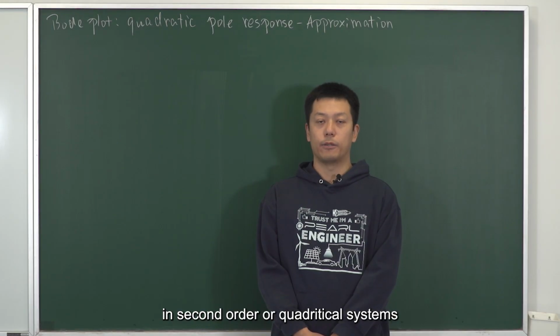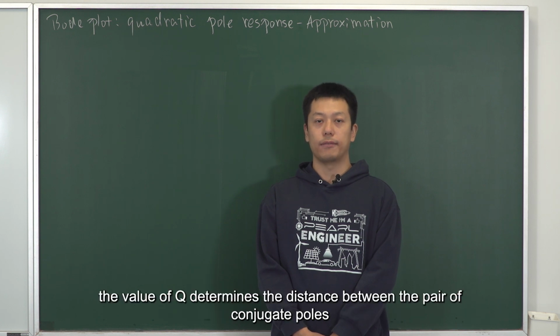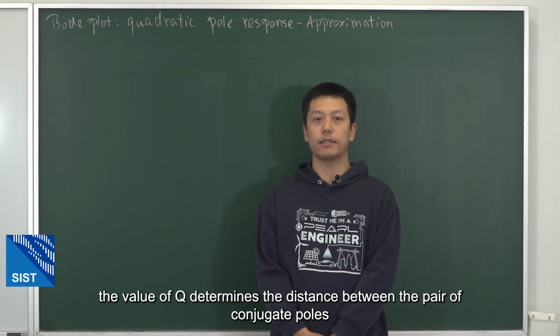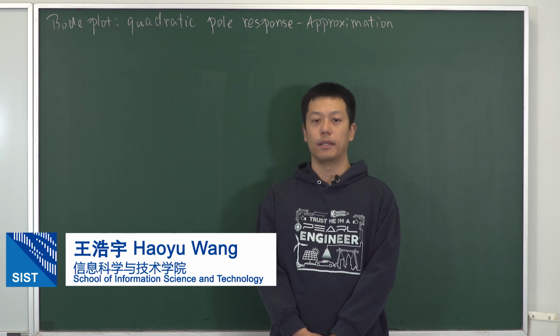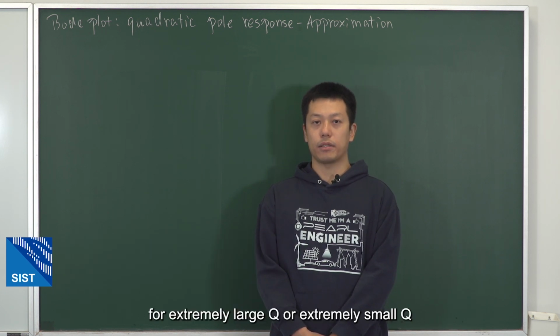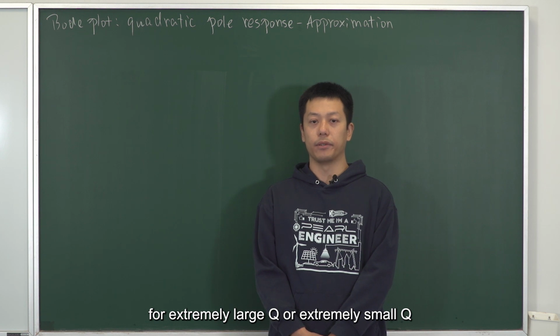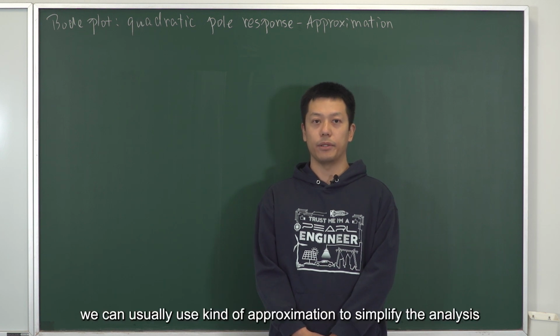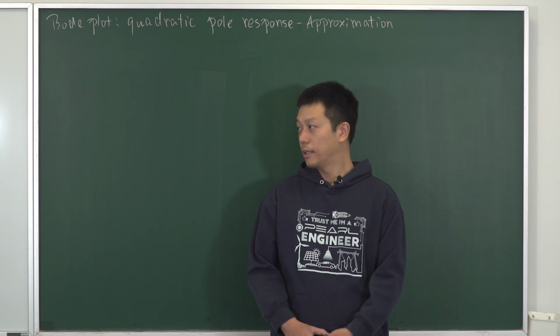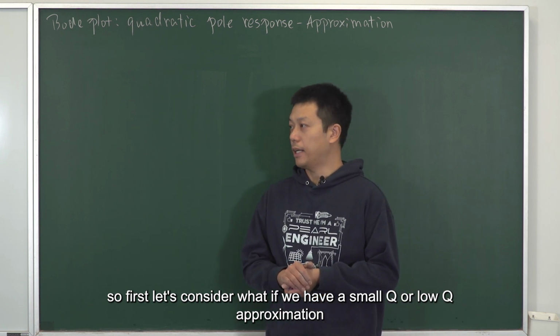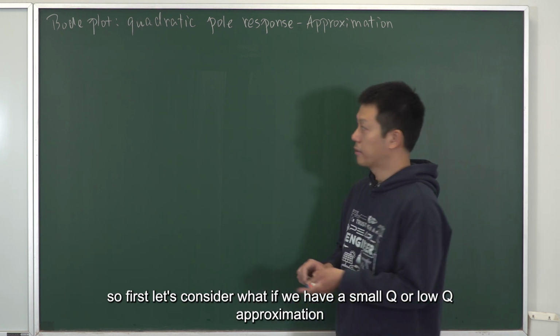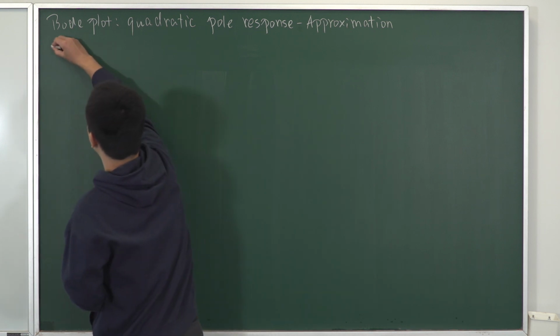In second order or quadratic systems, the value of Q determines the distance between the pair of conjugate poles. For extremely large Q or extremely small Q, we can usually use approximations to simplify the analysis. So first, let's consider what if we have a small Q, the low Q approximation.